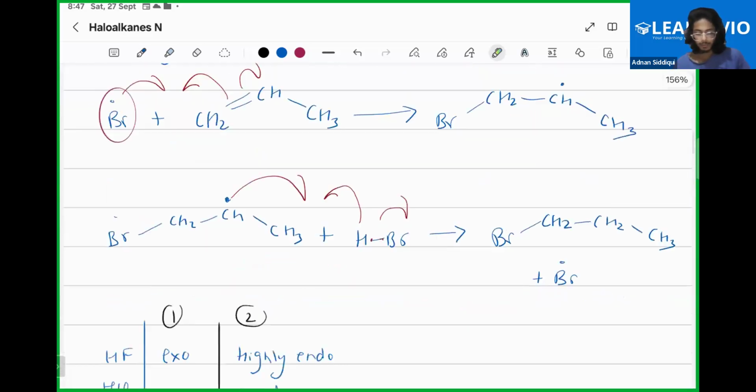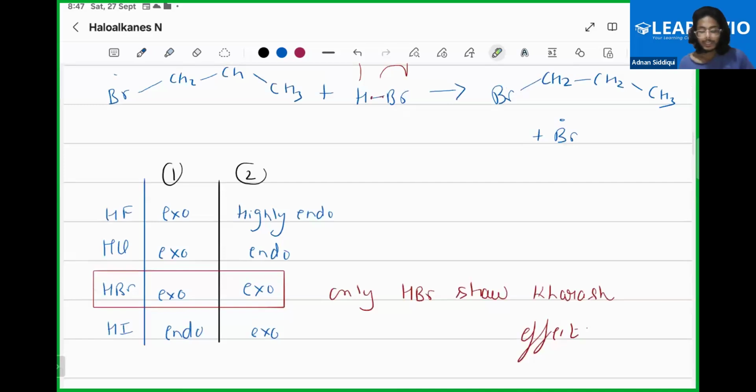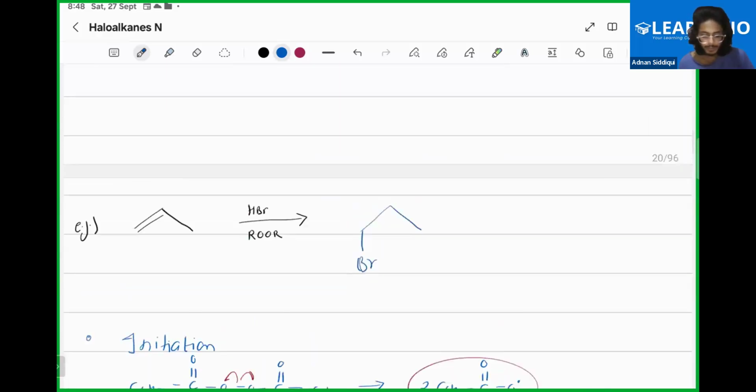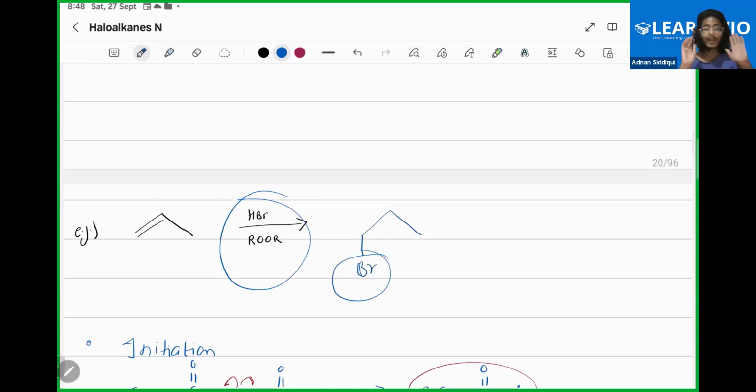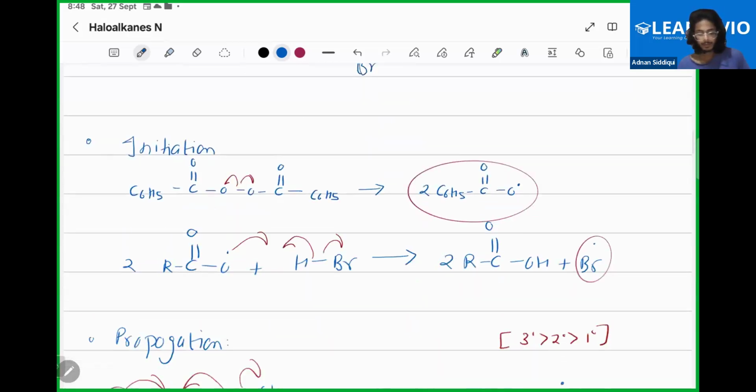One more thing I would like to add here is that only HBr shows the Kharasch effect. What is the Kharasch effect? It is the anti-Markovnikov product. If you are using, let us say, HCl with ROOR, you are not going to get the anti-Markovnikov product. Only with HBr, you are going to get it. Apart from it, you get the simple Markovnikov addition product. Is it making sense? Yeah. Only with this combination do you get the anti-Markovnikov product. Otherwise, nothing. Okay.